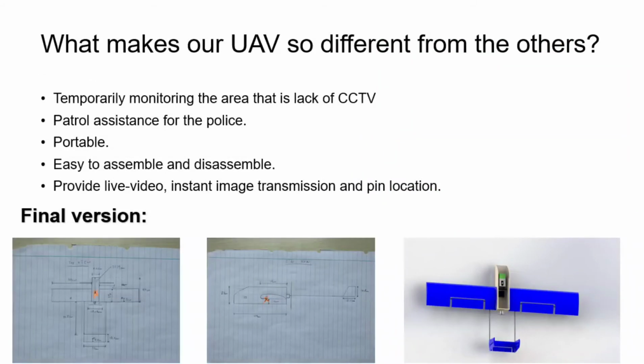So, what makes our aircraft stand out? We provide much convenience for police to monitor illegal parking in areas that do not have sufficient CCTV, and also help the police in patrolling. Besides, our aircraft can be easily assembled or disassembled, so it is portable. Most importantly, our aircraft has functions that allow the police to tackle illegal parking more precisely.